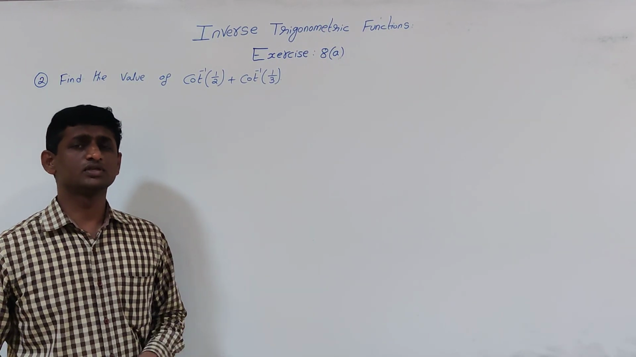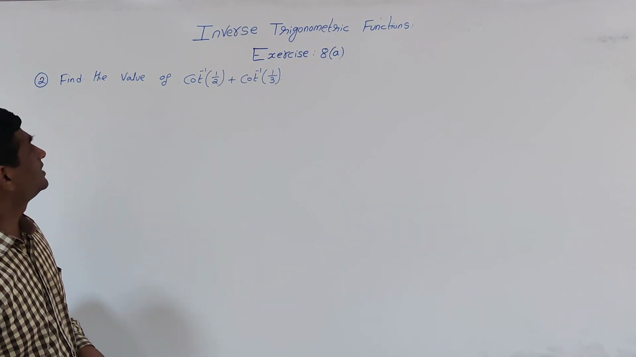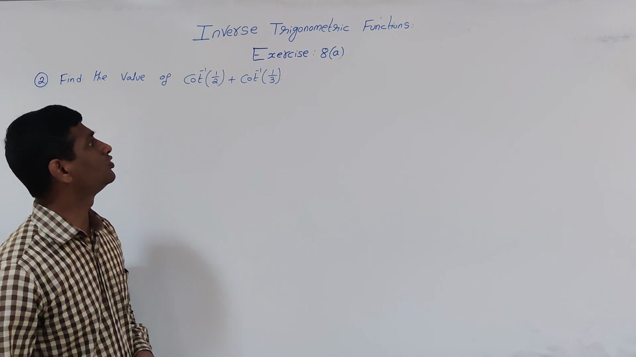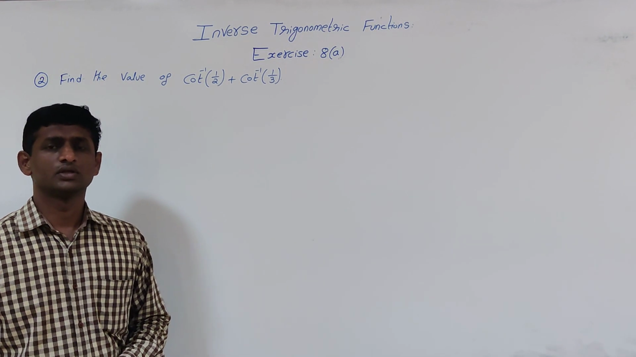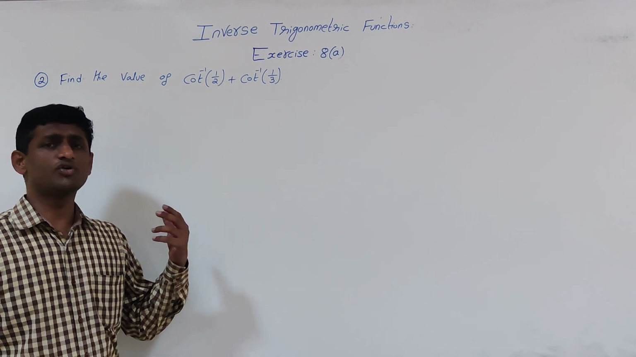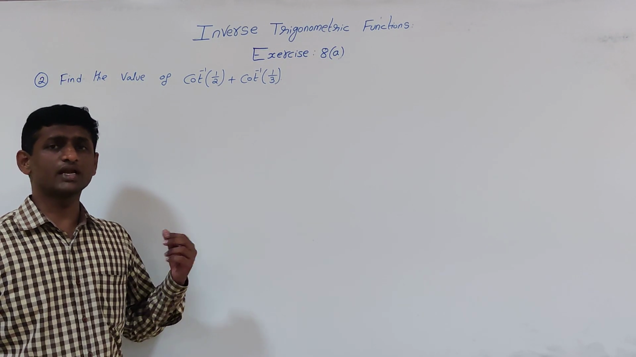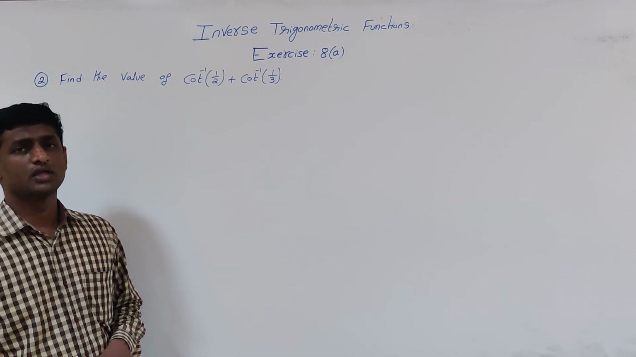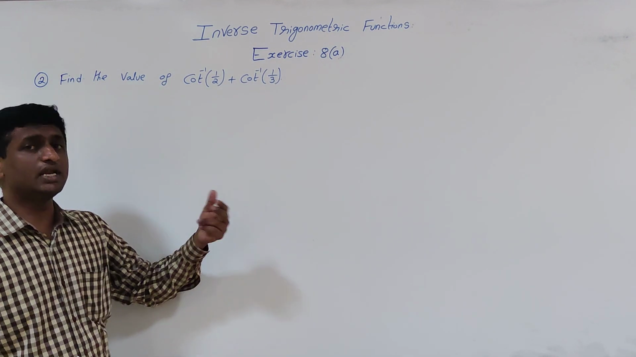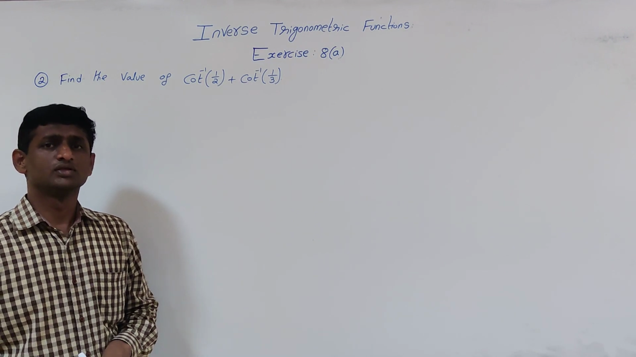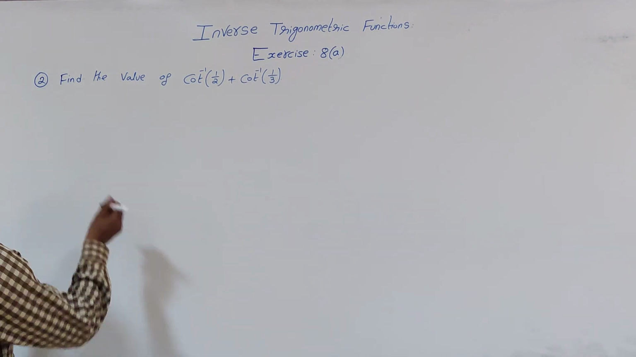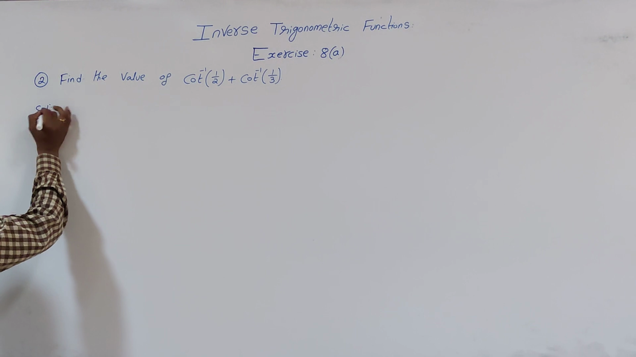The next problem is: find the value of cot inverse of 1 by 2 plus cot inverse of 1 by 3. There is no property of the form cot inverse of x plus cot inverse of y. We have the properties of tan inverse of x plus tan inverse of y. But how can we write cot inverse in terms of tan? There is one property that we'll see in the solution.